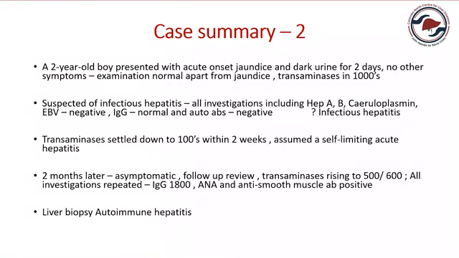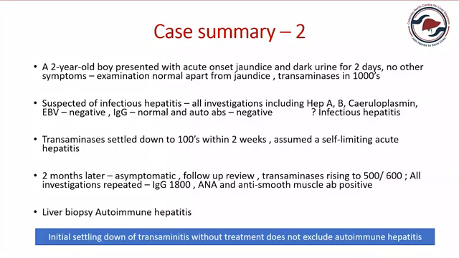Subsequently, liver biopsy confirmed autoimmune hepatitis. So this case history highlights that the initial settling down of transaminitis without any specific treatment or immunosuppression would not exclude autoimmune hepatitis. It can fluctuate, but still consider the possibility of autoimmune hepatitis if the transaminases are not fully settling. That is the main message.